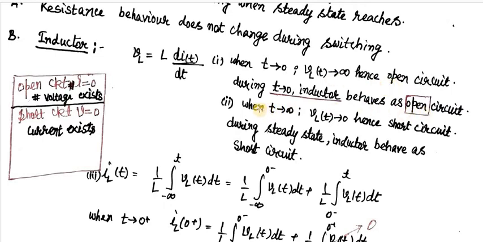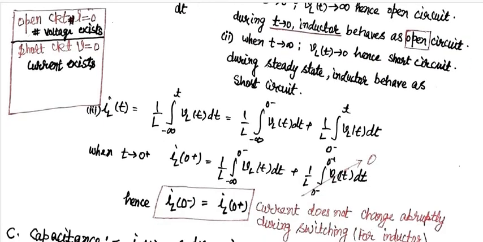Now the second condition, when t tends to infinity, the voltage tends to 0, since 1 upon infinity means 0. Voltage is 0 when the circuit is short. Hence the circuit is short. So in steady state, the inductor behaves as a short circuit. I hope that is clear. When t tends to 0, the inductor behaves as an open circuit, and when t tends to infinity, the inductor behaves as a short circuit. Now come to the current part.